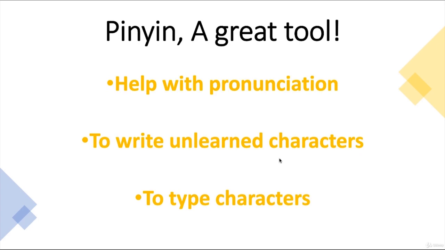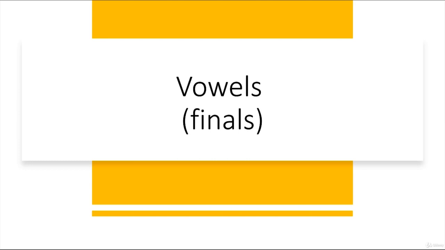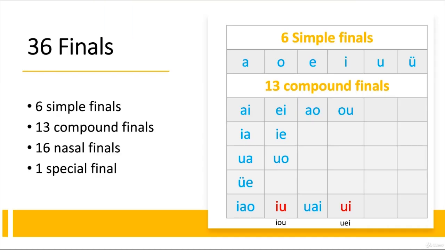So let's take a look at the finals in Pinyin. There are 4 groups and 36 finals in total. The first group is simple finals. There are 6 of them. They are A, O, E, I, U, Yu.